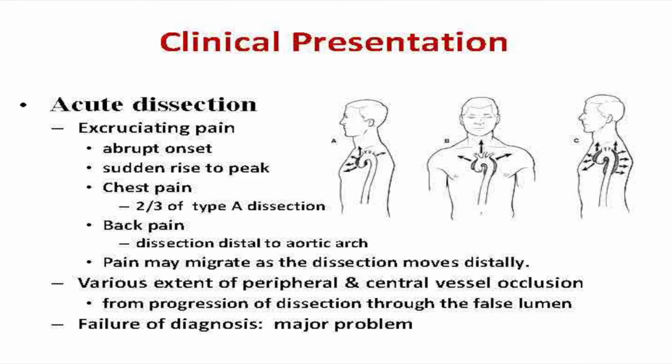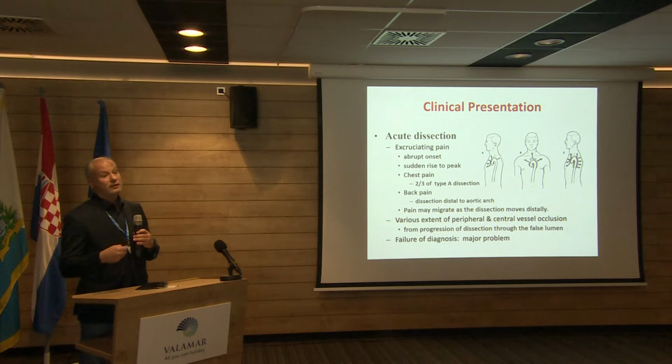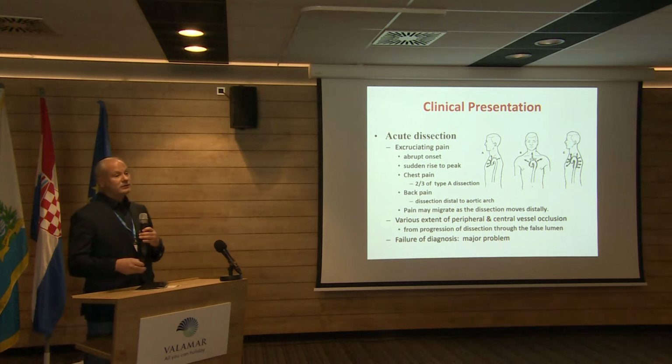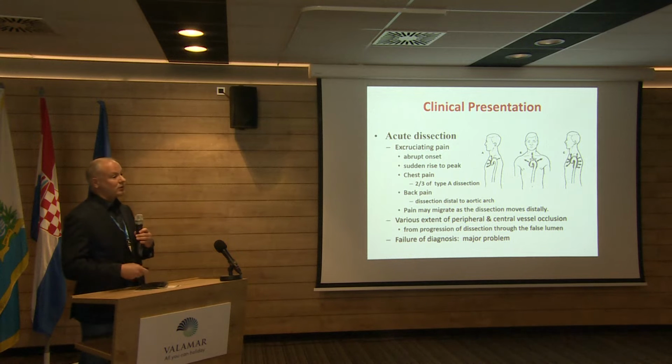So the classical clinical presentation: these are usually men, two-thirds are men in their late 50s, with sharp, abrupt onset, sudden rise of pain. Two-thirds of the pain is localized as chest pain, because classical dissection presents in more than 60 to 70% as type A dissection, and only about 30 to 40% as type B dissection. As the dissection moves distally, the radiation of pain moves from the chest to the shoulders and then to the back, as interscapular pain.